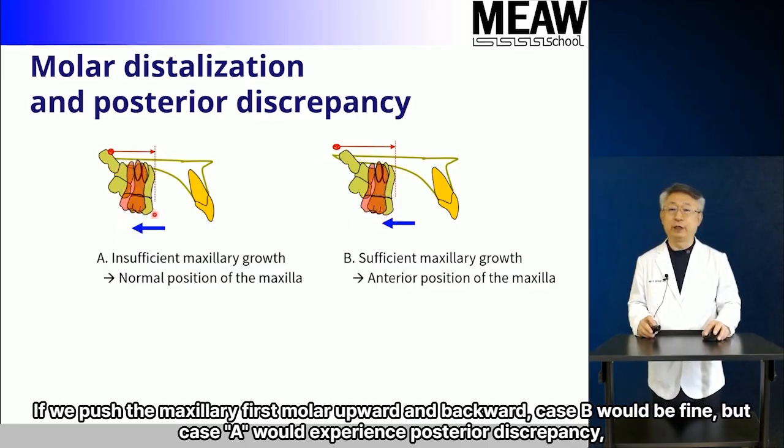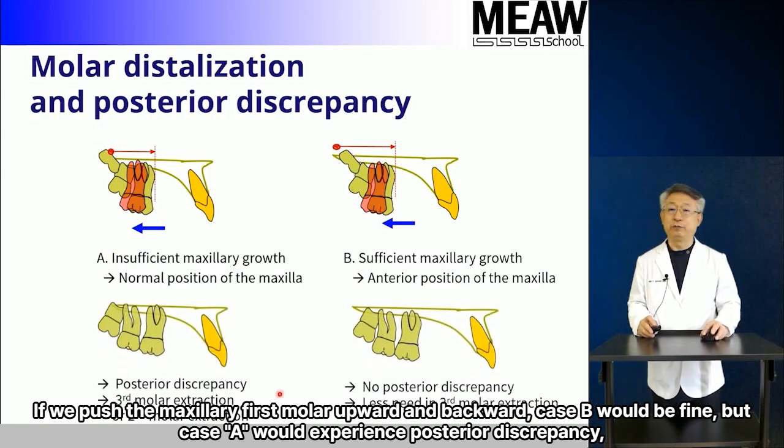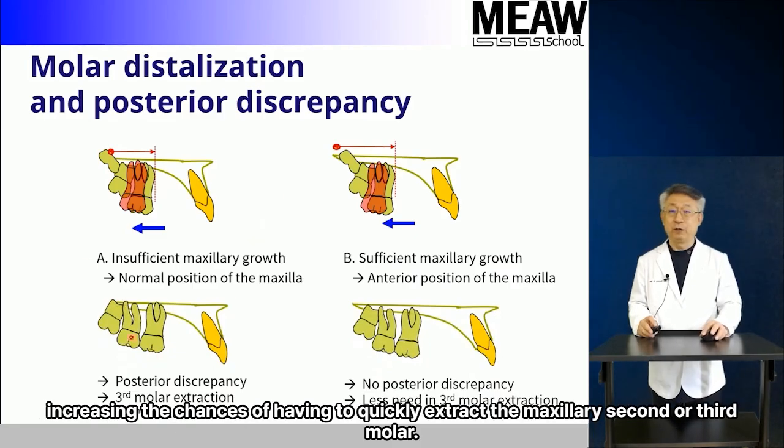If we push the maxillary first molar upward and backward, case B would be fine, but case A would experience posterior discrepancy, increasing the chances of having to quickly extract the maxillary second or third molar.